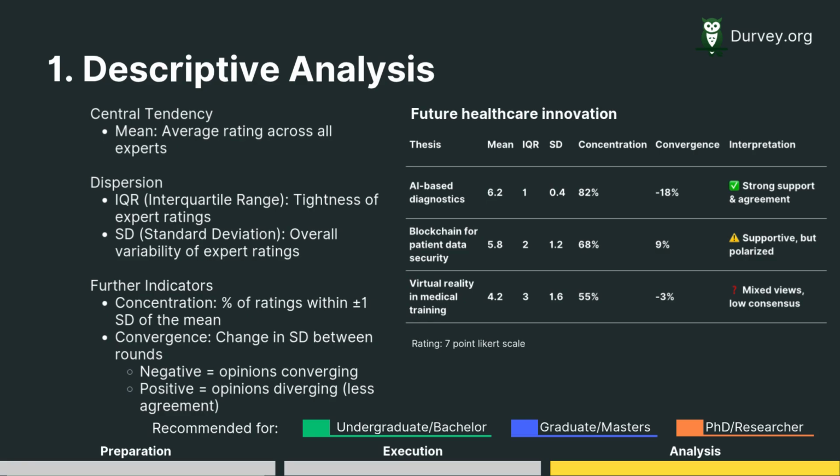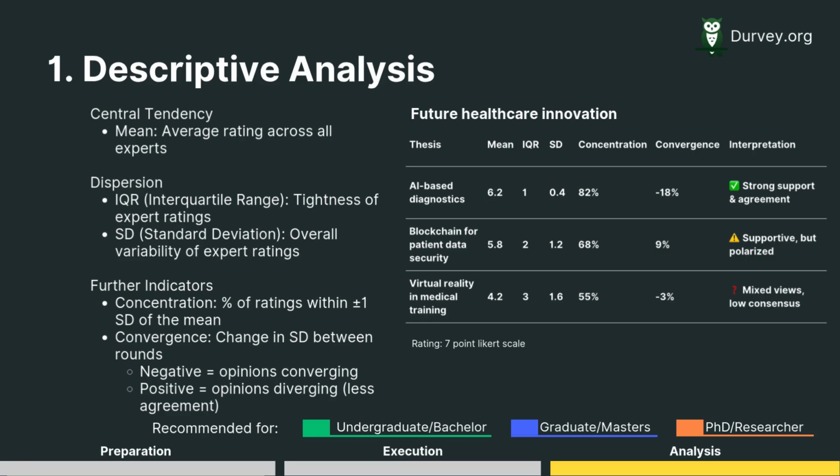2. Blockchain. Relatively high mean, SD 1.2. Concentration 68%. Convergence plus 9%. Ratings for blockchain are fairly high, but opinions are much more divided. While some see strong potential, others remain skeptical. Over time, the group's views actually became more polarized, suggesting that blockchain is an interesting but controversial area.